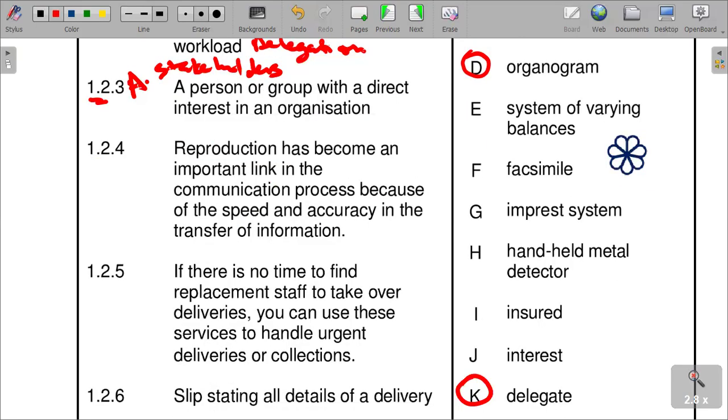Number 4, reproduction has become an important link in the organization's communication process because of the speed and accuracy in the transfer of information. What is it? We talk about the fax mail, which is F.